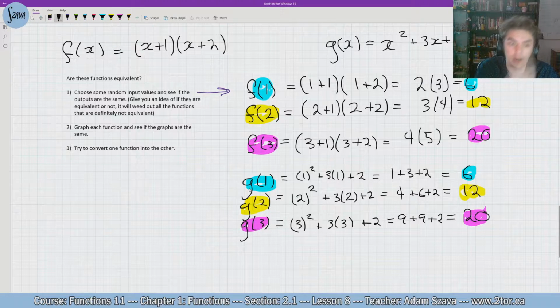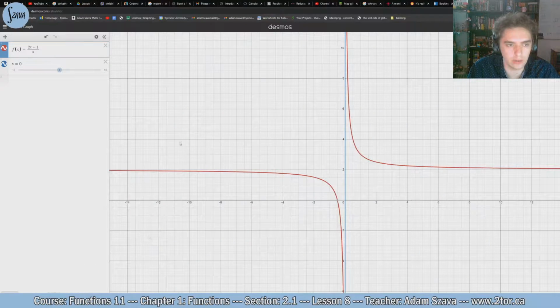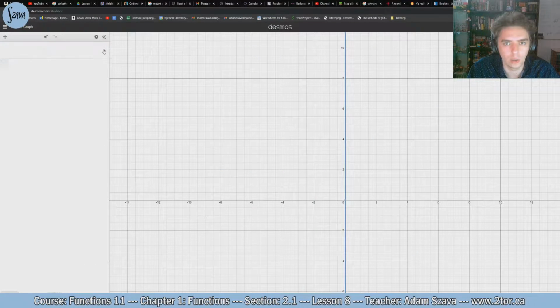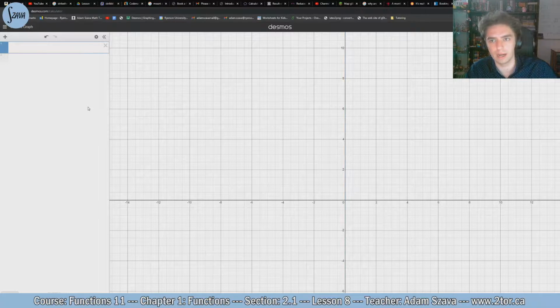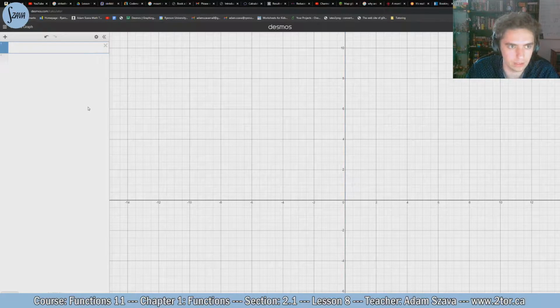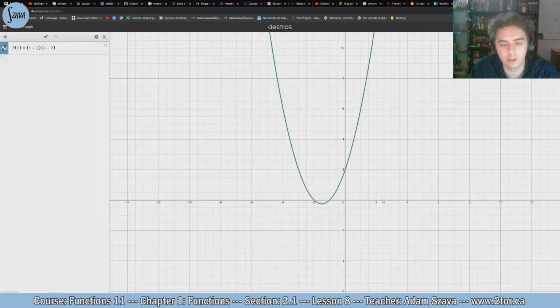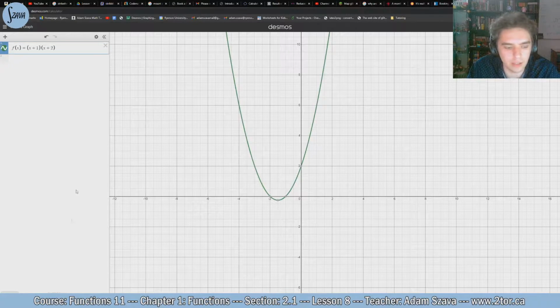Let's look at the graph of both of these functions. How about that? So I'm going to go on Desmos and graph both of these functions. Our first one was f of x equals (x plus 1)(x plus 2). So that's what that function looks like, right? We can see a couple of the values we calculated.